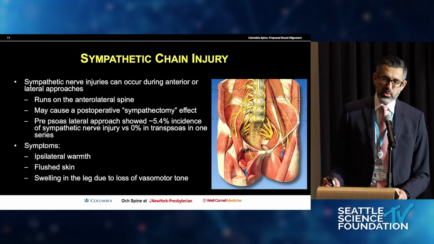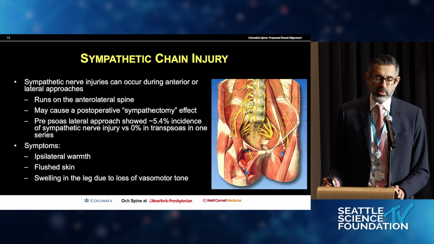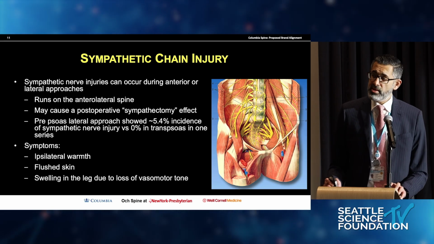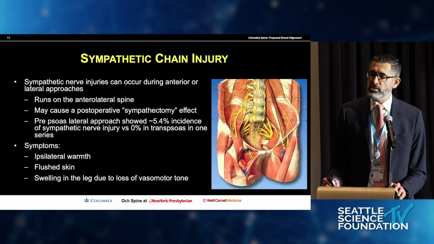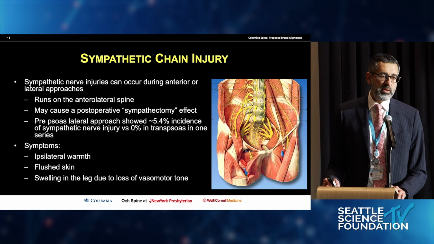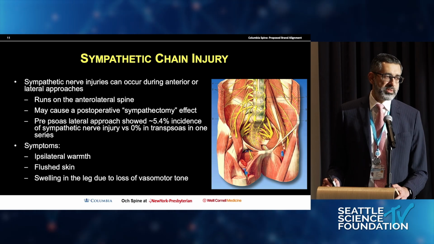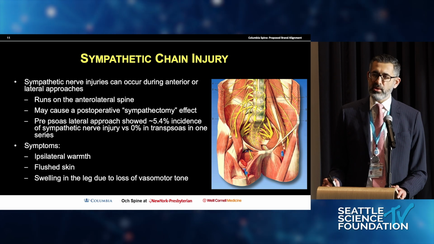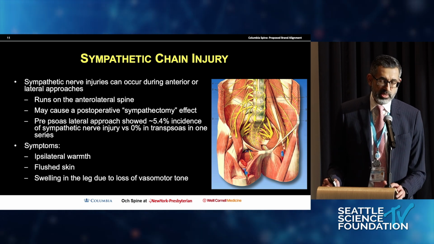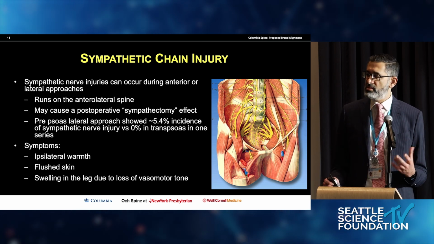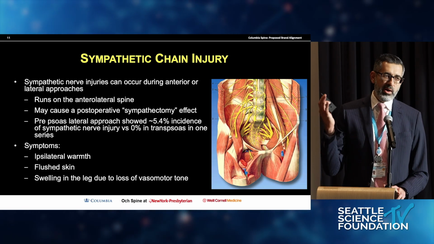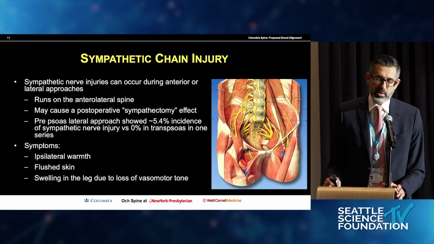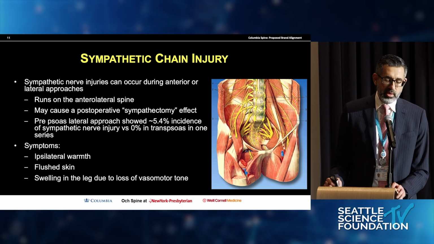Sympathetic chain injury, again, is more commonly seen in the lateral approaches, less so in the anterior ones. I've seen quite a few patients come in afterwards complaining of warmth, flushed skin and swelling of the side of the leg. And as we know, the sympathetic chain runs on the anterior aspect of the lumbar spine, and as we're exposing that, you just have to be mindful of that and maybe avoid it.